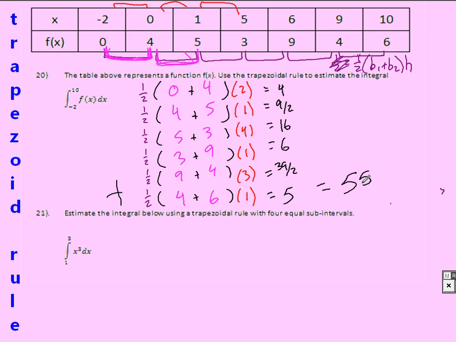Now for the second one, they're giving you the function. You're not using the table this time. So with this one, you need to make your own table. So we need an x and an f of x. And it says here that we're going to need 4 equal intervals.